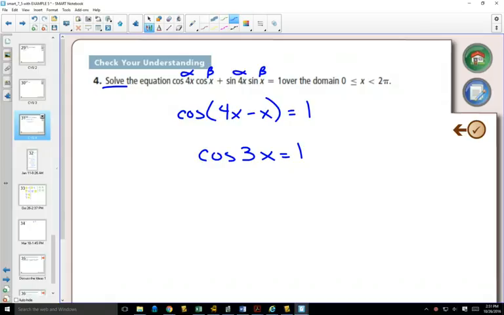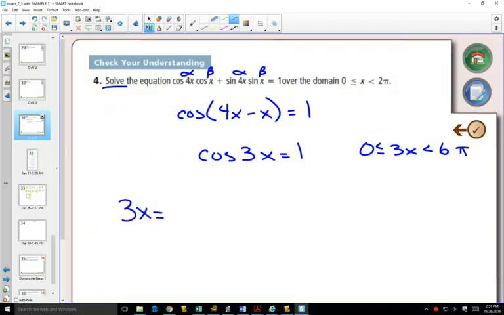It's a multi-revolution question. So how did we do multi-revolution questions? Well, we said if one x was between 0 and 2 pi, then 3 x's would be between 0 and 6 pi. And is 1 on our pi plate? Yes. When does that happen?